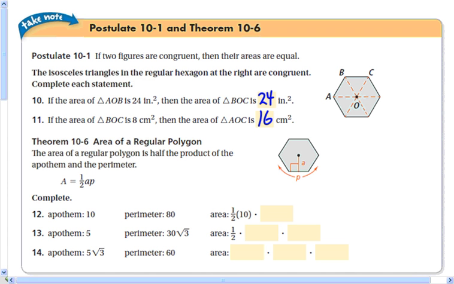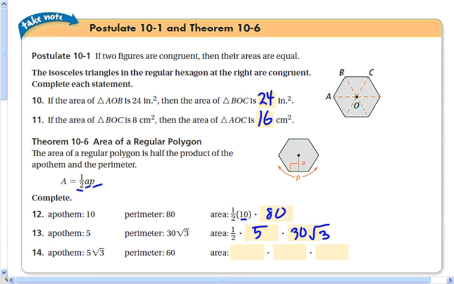And then the other thing is finding the area of a regular polygon. We're going to use this formula. The area of a regular polygon is half the product of the apothem and the perimeter. So all you need to do is take 1/2 times the apothem times the perimeter to get the area. So if the apothem is 10 and the perimeter is 80, we're going to multiply 1/2 times 10 times 80. If the apothem is 5 and the perimeter is 30 times the square root of 3, we're going to multiply 1/2 times 5 times 30 times the square root of 3.